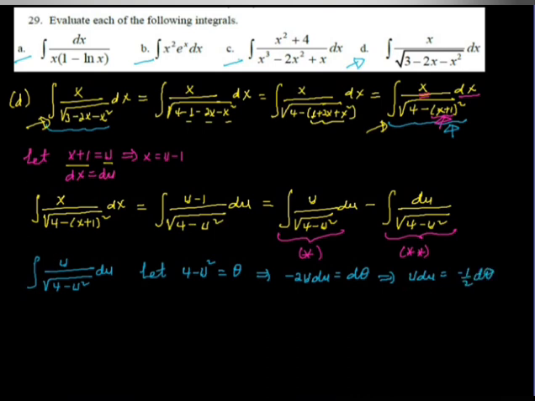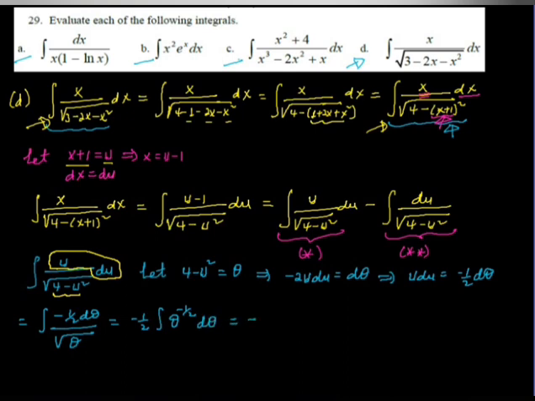The integral of minus half d theta over radical theta is minus half of theta to the power of minus 1 over 2 d theta, which becomes minus 1 over 2 times theta to the power of 1 over 2 over 1 over 2 plus c. This becomes minus radical theta plus some integration constant.